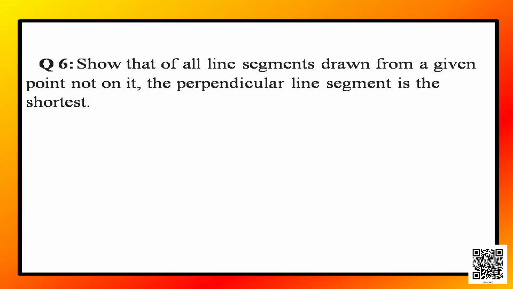Okay, students, let us now discuss question number 6. It says, show that of all line segments drawn from a given point not on a line, a perpendicular line segment is the shortest. So, to go for the solution, we need to draw a diagram so that we can understand the concept clearly and go for the solution. So, let me draw the diagram first.